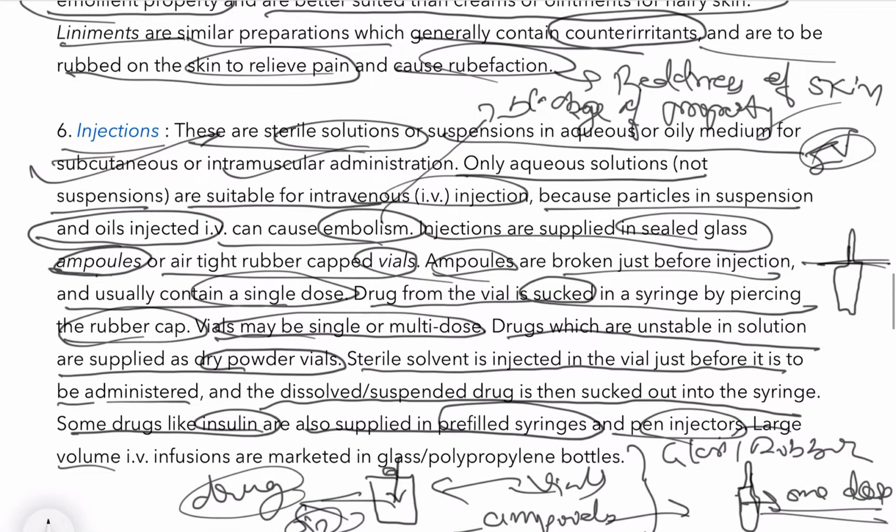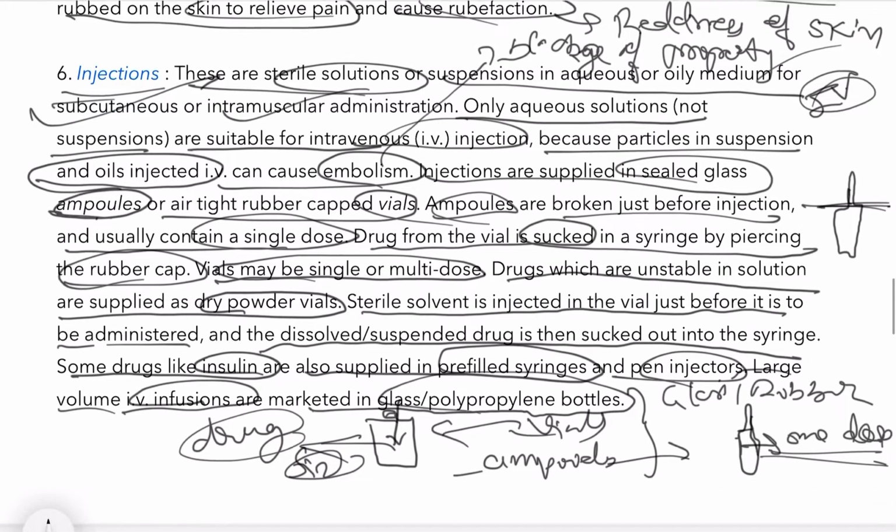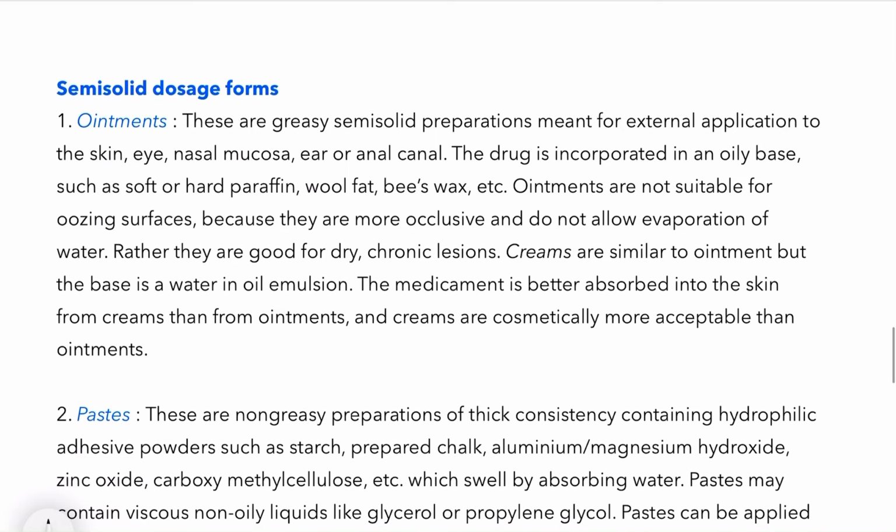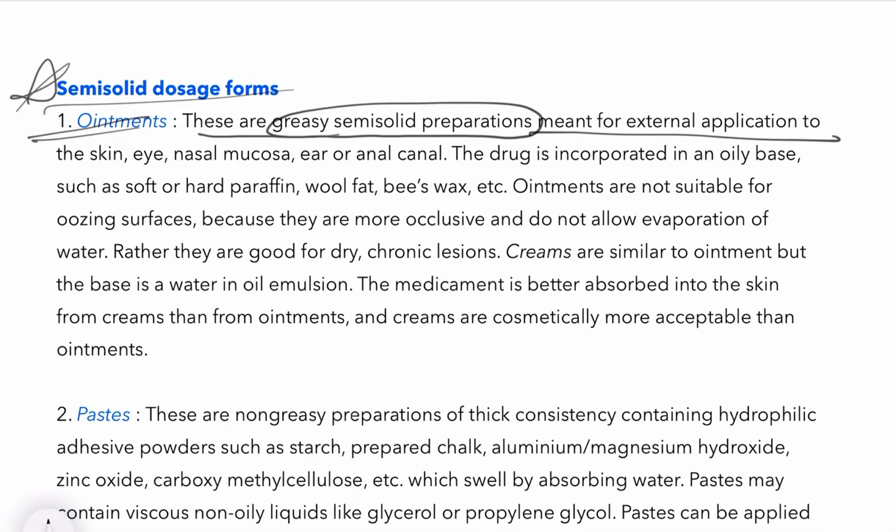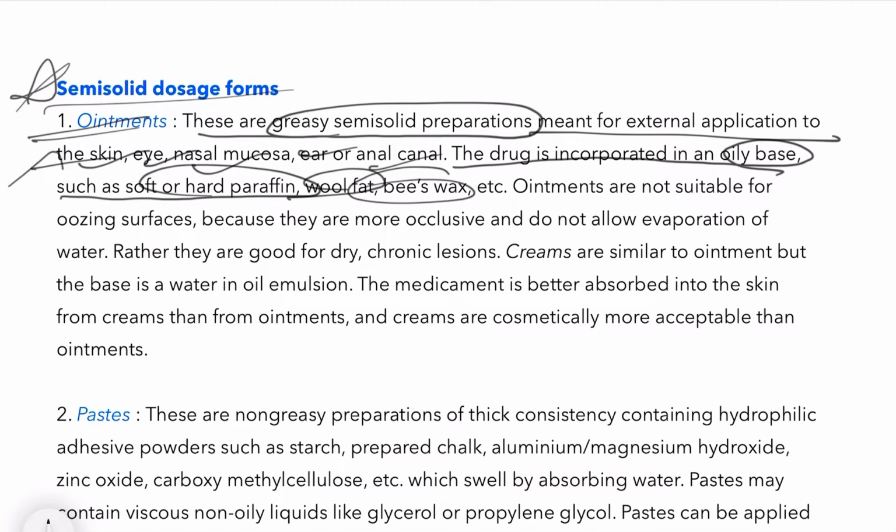Large volume intravenous infusions are marketed as glass or polypropylene bottles. Now next is semi-solid dosage forms. First is ointments. These are greasy semi-solid preparations meant for external application to the skin, eye, nasal mucosa, ear or anal canal. The drug is incorporated in an oily base such as soft or hard paraffin, wool fat, beeswax. These all are the different forms.